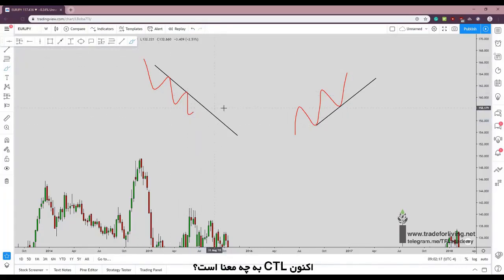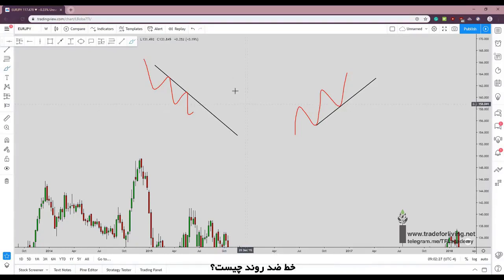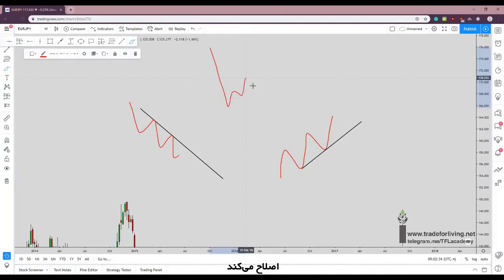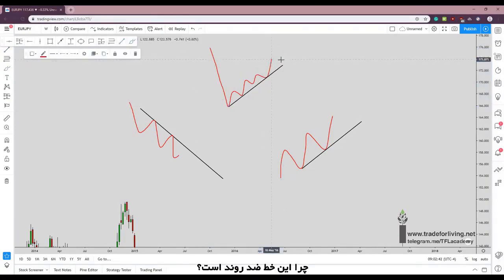Now what CTL stands for, because we said the strategy is called TL-TCL: TL is trend line, CTL is counter trend line. What is a counter trend line? A counter trend line is a trend line that appears when the market makes an impulse to the downside, goes into a correction, and you can draw a trend line on this correction. And why is it a counter trend line? Because at some point the trend line will break, and that is when you're interested in selling.